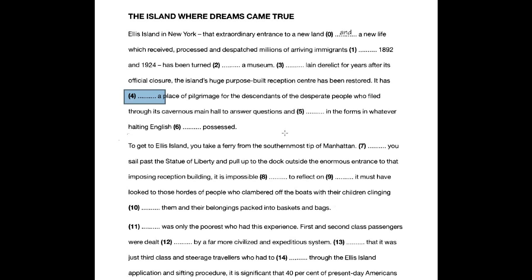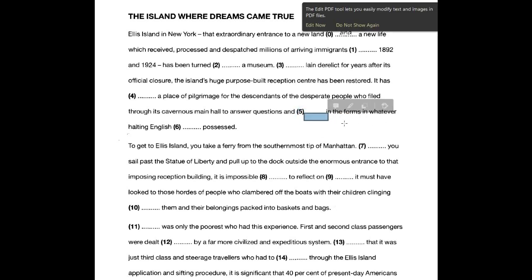Okay, so let's carry on. A place of pilgrimage for the descendants of the desperate people who filed through its cavernous main hall. Notice filed through is another phrasal verb. This is why I say they're important. Its cavernous main hall to answer questions and in the forms. Now here we've got a preposition and a noun, which is the object of the preposition. So this is most likely to be a verb, and again it's testing your phrasal verbs.